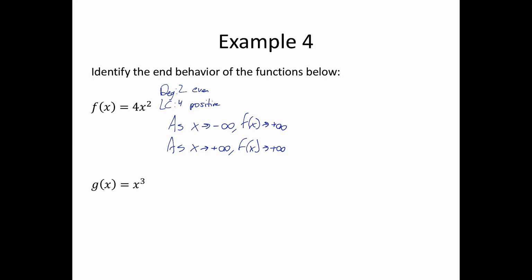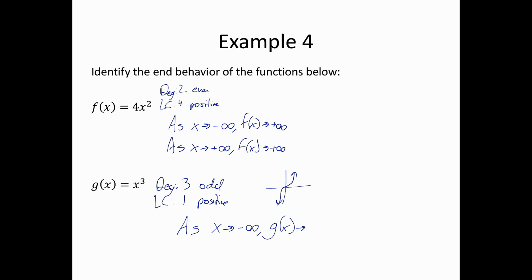For g of x, we have a degree of 3, so that's odd, and a leading coefficient of 1, which is positive. Odd degrees go in opposite directions. Positive always means up and to the right, so if they're in opposite directions, the left side is going to be going down. As x approaches negative infinity, g of x is pointing down. This graph looks like a good old parent cubic function. So the left side is pointing down to negative infinity. The right side, as x approaches positive infinity, g of x is pointing up and to the right, so it approaches positive infinity.